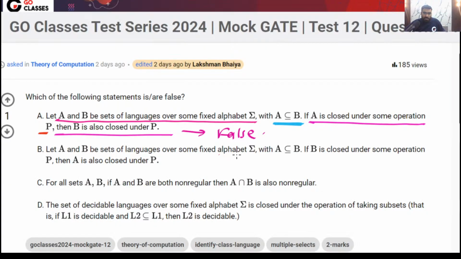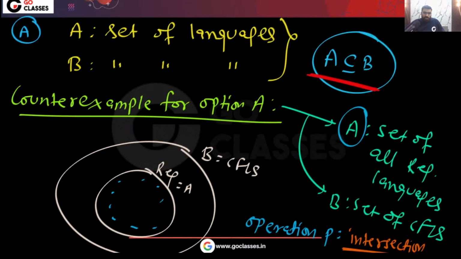What about option B? If B is closed under some operation, then can I say A is also closed under the same operation? Give me a counter example. Which counter example will you give me? Yes, I can give you this counter example.